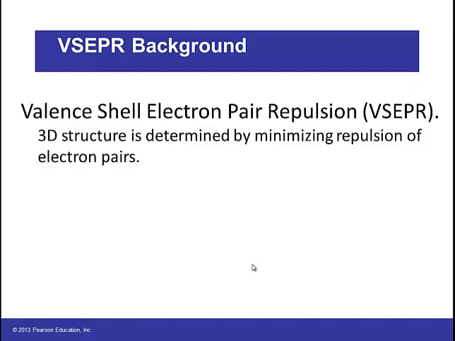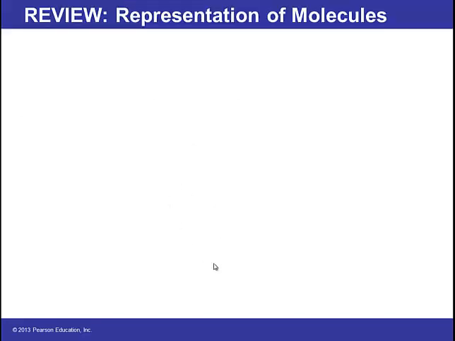So VESPR stands for valence shell electron pair repulsion. What this theory suggests is that the three-dimensional structure of a molecule is determined by minimizing the repulsion of the electron pairs. Because electrons are all negatively charged, they're going to repel one another, and so they want to be as far apart as possible. And that's really what's going to help determine the three-dimensional structure of the molecule.